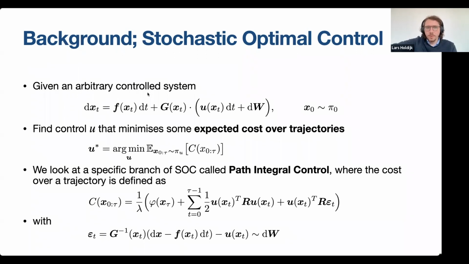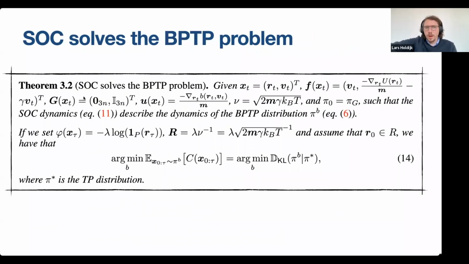If we exploit those similarities and use this terminal cost phi, use the logarithm of the indicator function, and use a very specific term for R, just so that it all works out, we find that the control U, which is defined as this bias potential B, that minimizes the expected cost C is the same B that minimizes the KL divergence between our transition path distribution and our biased transition path distribution.